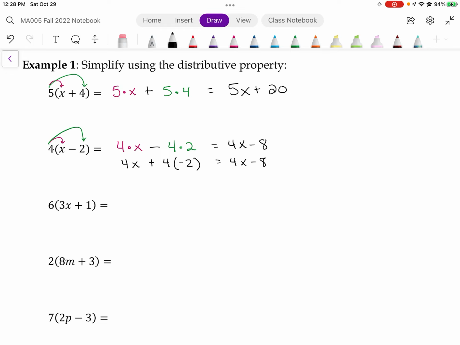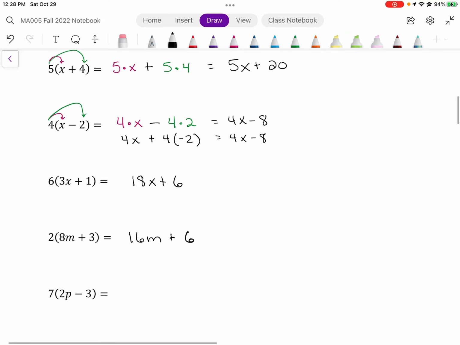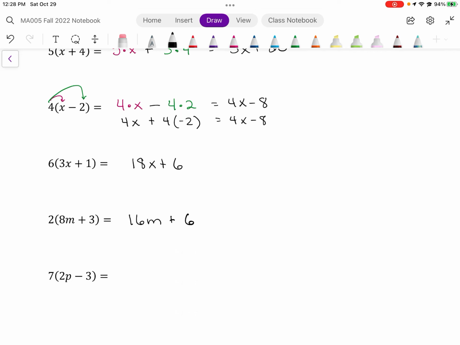All right, so the next few, let's try these. We get 18x plus 6. The next one, 2 times 8 is 16m, plus 2 times 3 is 6. And the last one, 7 times 2p is 14p, minus 7 times 3 is 21.